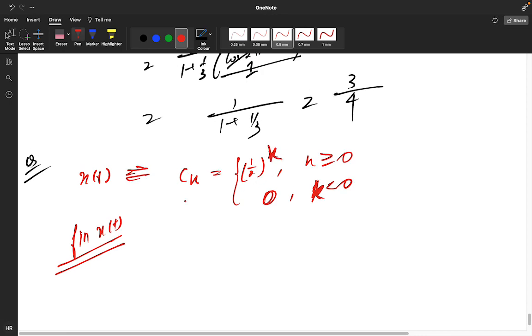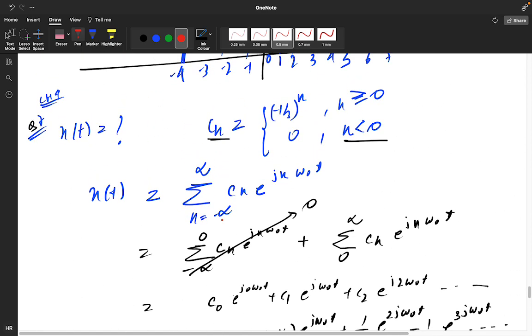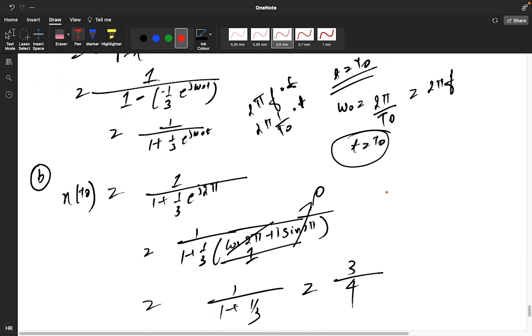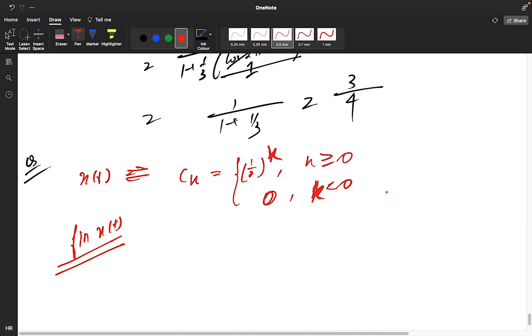So what you will do, same formula you will apply. x of t is equal to summation k equals minus infinity to infinity of ck e power jk omega naught t. Break this into form, and this part will be 0, then apply the same logic. You will get a GP form. Apply that GP, a naught divided by 1 minus r, and get the result. So you can do these questions by yourself. I am leaving this question because it is the same logic, the same question, they just change the numbers, that's it.